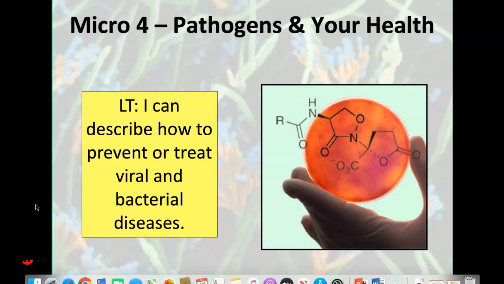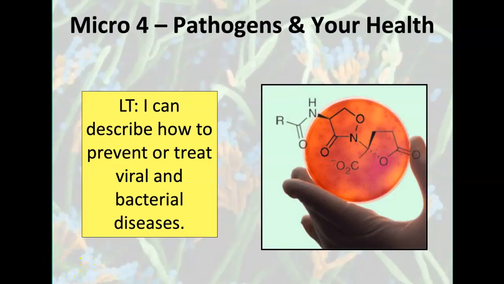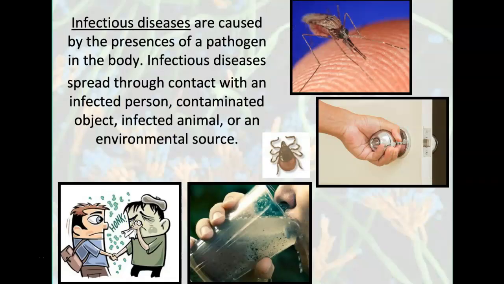Hey, super scientist. We're looking at Micro 4, and we're going to be talking about pathogens and how they can impact your health, and also how infectious diseases can be prevented or can be treated. Infectious diseases are those diseases that can be contagious. They're going to be diseases that can spread from one organism to another, or can be spread through a contaminated object or an environmental source.